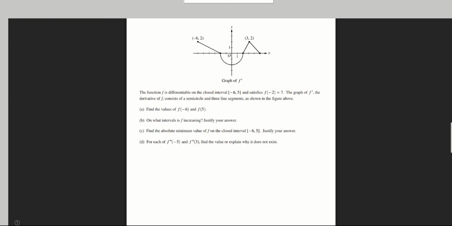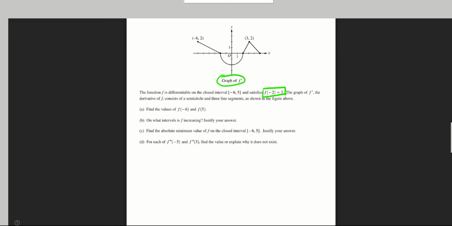Okay, for AMI J8, we are given the graph of f prime. We're also given this initial condition, and then we're asked a whole lot of information about the graph of f. So on part A, we're trying to find the values of f of -6 and f of 5.